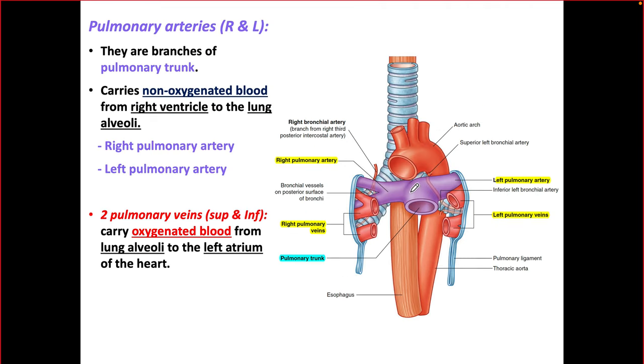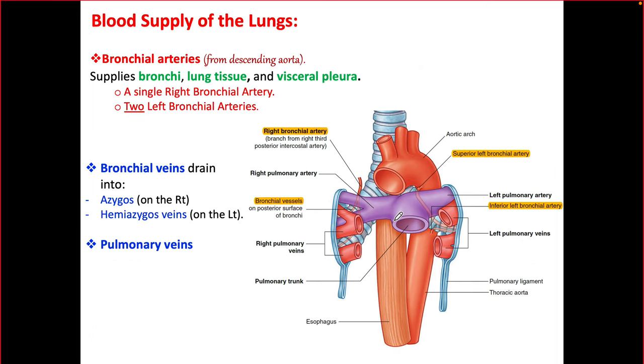You know that I don't want to waste that much time. We talked yesterday about the pulmonary trunk and pulmonary artery that carry the deoxygenated blood, then the oxygenated blood is returned by the pulmonary vein. Maybe you are overwhelmed with this information. Now, the blood supply of the lung, which is very easy.